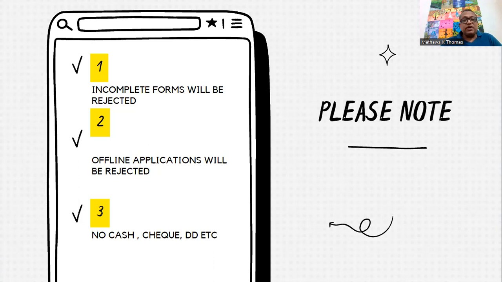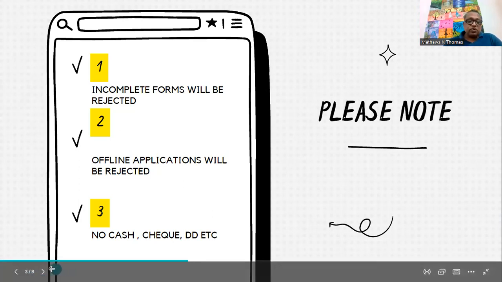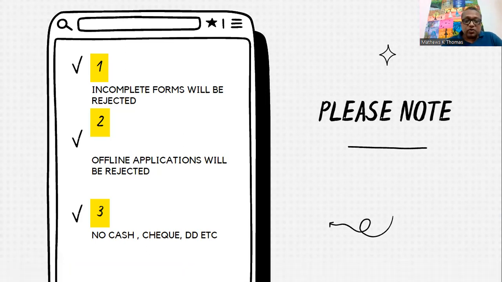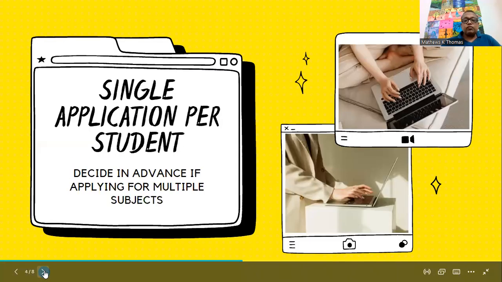And for offline application, please don't carry the application to the CBSE office and submit it there or send it by speed post. All those forms are going to be rejected. It's only going to be online, and therefore please remember to complete your forms. Please remember that it is only online and not in the offline mode. And as I said, there will be no cash, check, money order, or demand draft for this. It will be only through debit card, credit card, or net banking, right?